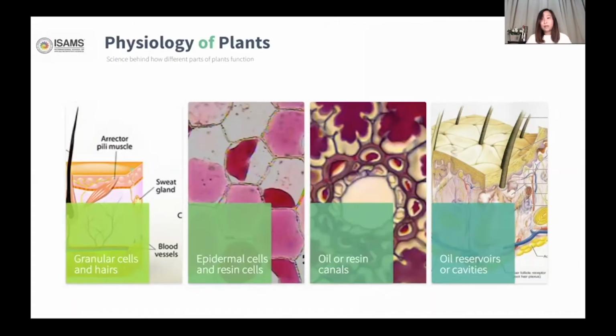The physiology of plants is the science behind how different parts of plants function. It is important for us to know which parts of the plants create the essential oils, or where the essential oils are found. Some of these parts are the granular cells and hairs, the epidermal cells and resin walls, the oil or resin canals, as well as the oil reservoirs or cavities. You need to know what oils can be found in these various parts, and also what families they belong to.